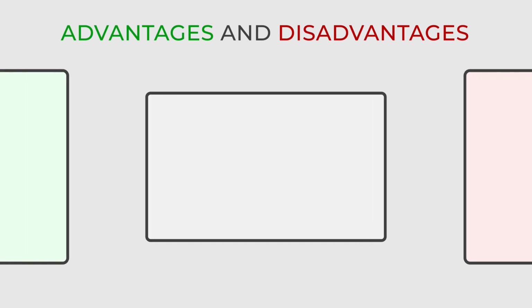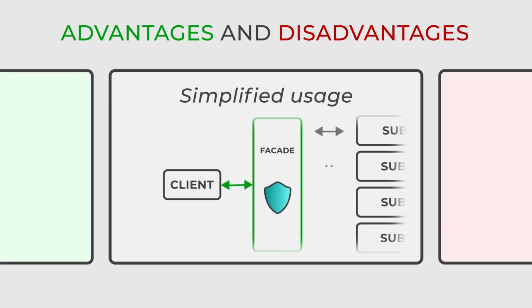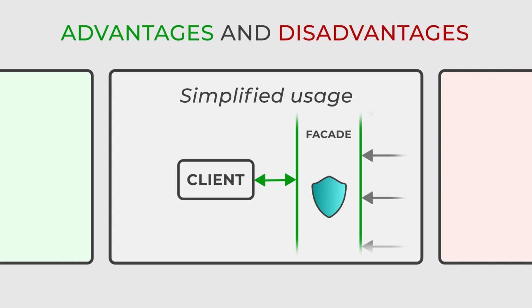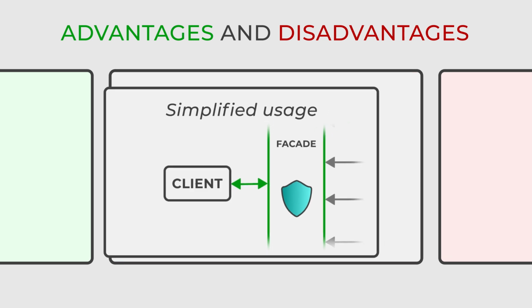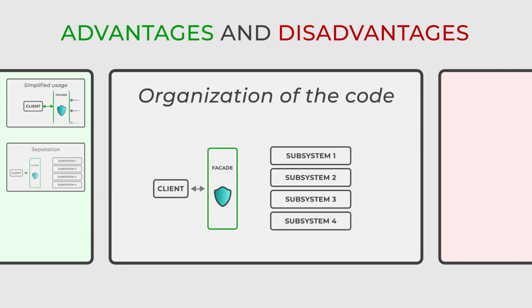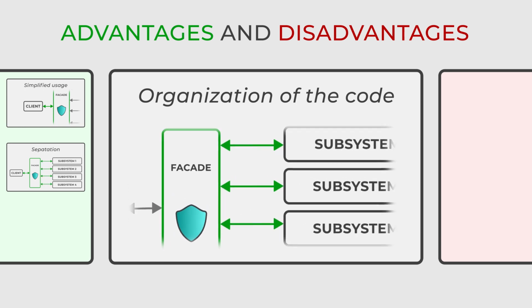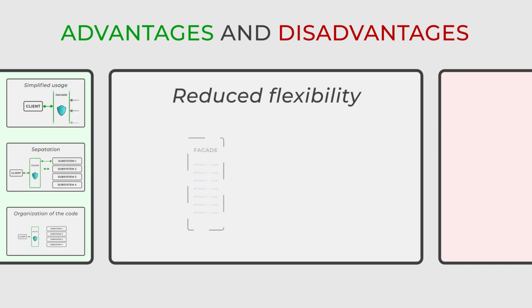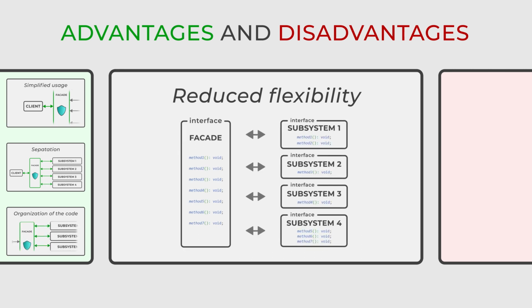On the positive side, it greatly simplifies usage by offering a single entry point to a complex subsystem, making it easier for clients to interact with the system. This is beneficial as it reduces the effort required from the user's end. Additionally, it encourages separation between clients and subsystem classes, resulting in loose coupling and simplifying the maintenance process. Furthermore, the design pattern provides a well-organized and clean method to encapsulate subsystem functionalities, offering clients a cleaner and more user-friendly API.